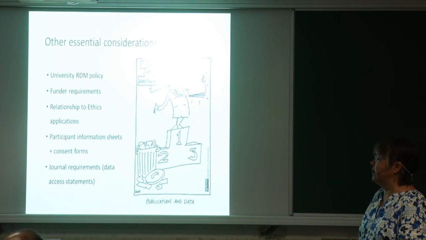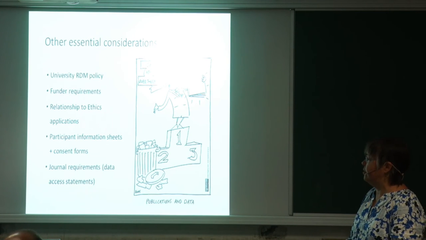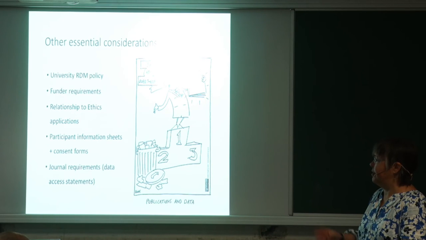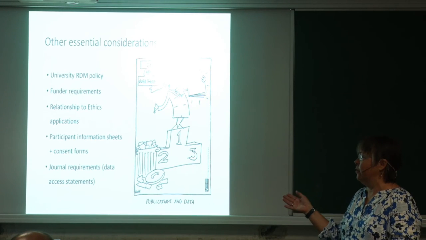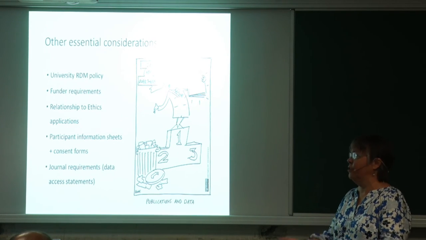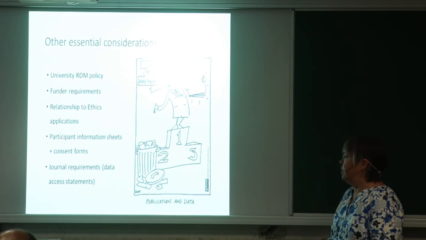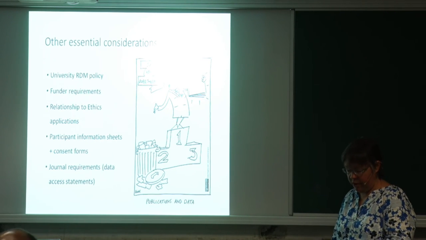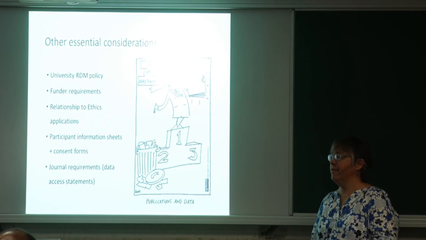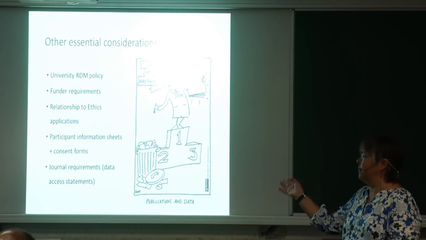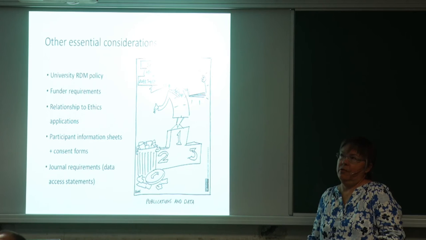Things like a university policy can help, if there is one. Getting the right relationship to the ethics applications so they're harmonized. Participant information sheets and consent forms. You may not need consent to share the data if it's anonymized, but you might need to tell them in the participant information sheet that it will be shared in an anonymous way and let them opt out now that they know that. And journal requirements: increasingly, we get a lot of deposits in our repository because the journal is making them share the data and have a DOI for the data set. Or if not a DOI, maybe a data access statement that says more than data are available at this email address.